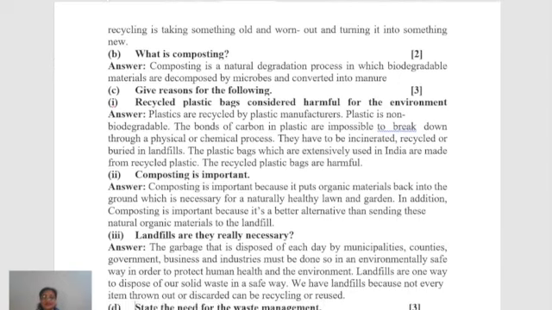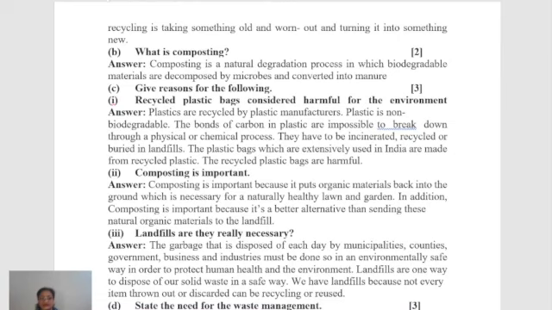Now come to give reasons. Recycled plastic bags are considered harmful for the environment. Yes, plastics are recycled by plastic manufacturers, right? Now plastic is non biodegradable. It takes long time, hundreds of years to actually get degraded.